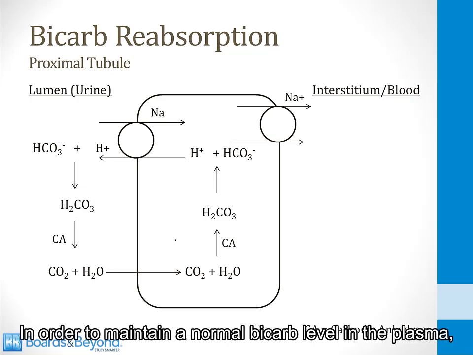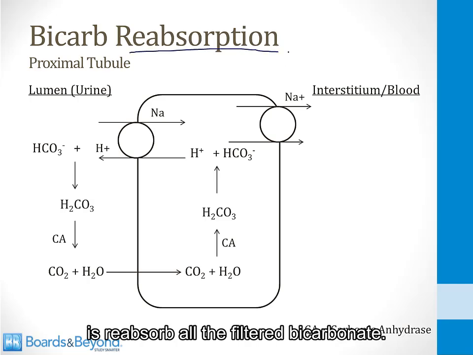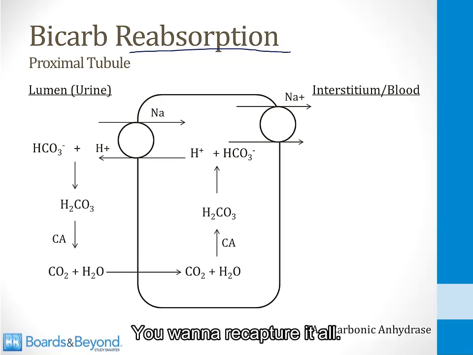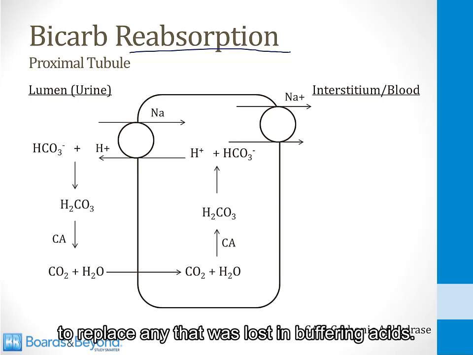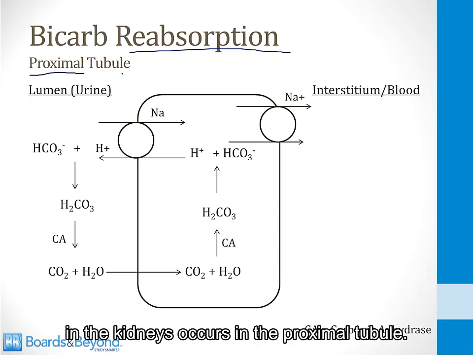In order to maintain a normal bicarb level in the plasma, the first thing the kidneys want to do is reabsorb all the filtered bicarbonate. You don't want to let any bicarb go out in the urine. You want to recapture it all. And then once you've recaptured it all, the kidneys will worry about generating new bicarbonate to replace any that was lost in buffering acids. So most of the bicarb reabsorption in the kidneys occurs in the proximal tubule.